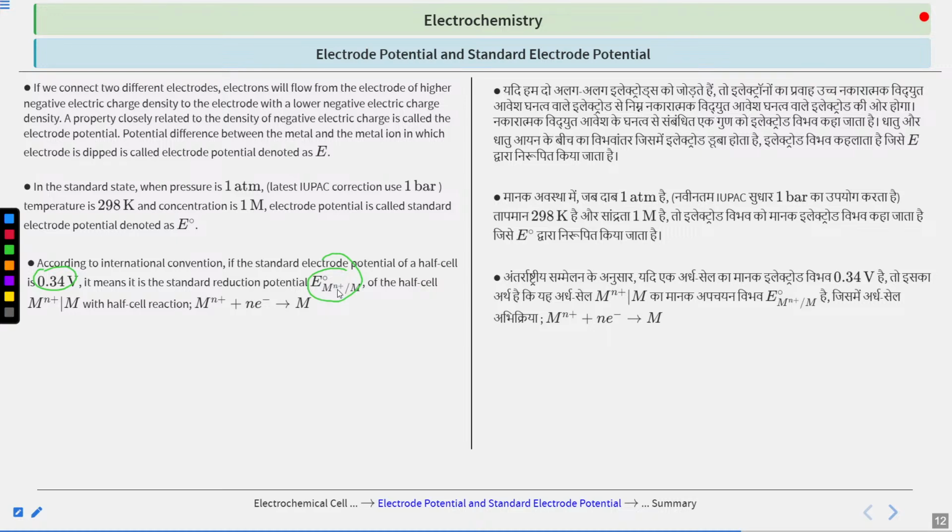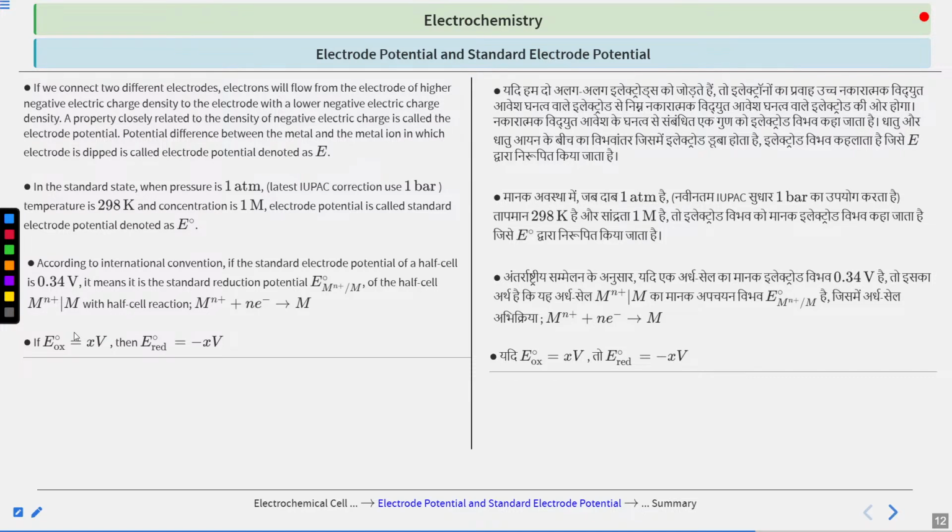Okay, so suppose it is written as E naught M^n+ | M. What does it mean? It means that your metal is going from M^n+ to M, and the value associated with this whole representation is the standard reduction potential. So this naught stands for the standard condition, and since we are gaining electrons on going from left to right, from M^n+ to M, that means reduction is occurring, and it is given by this equation. So whenever you see it in this direction, from left to right, M^n+ to M, you do the same in the cell representation.